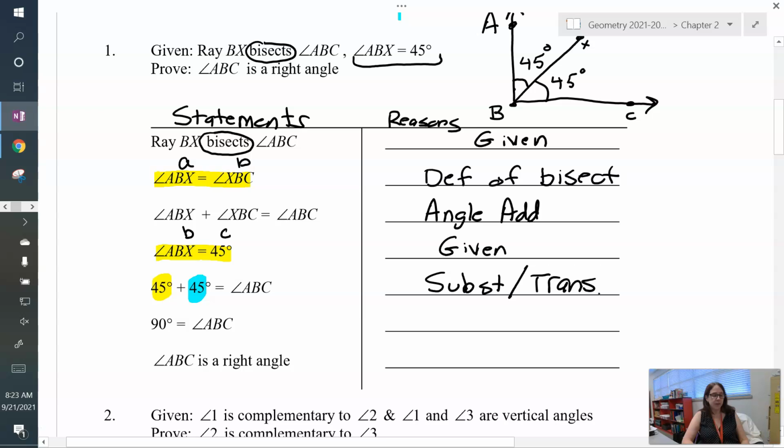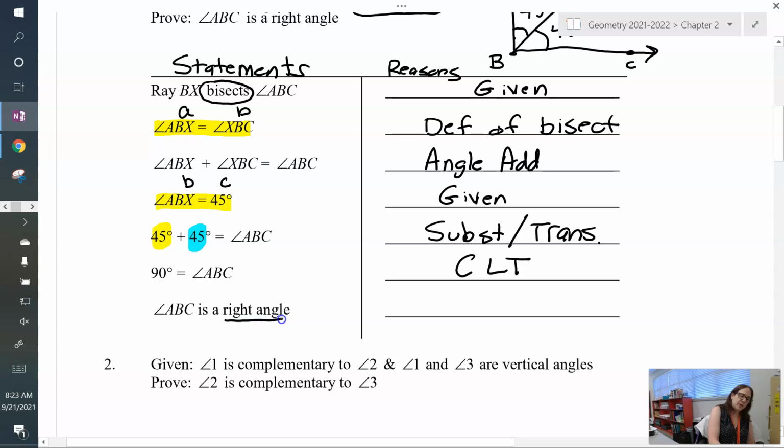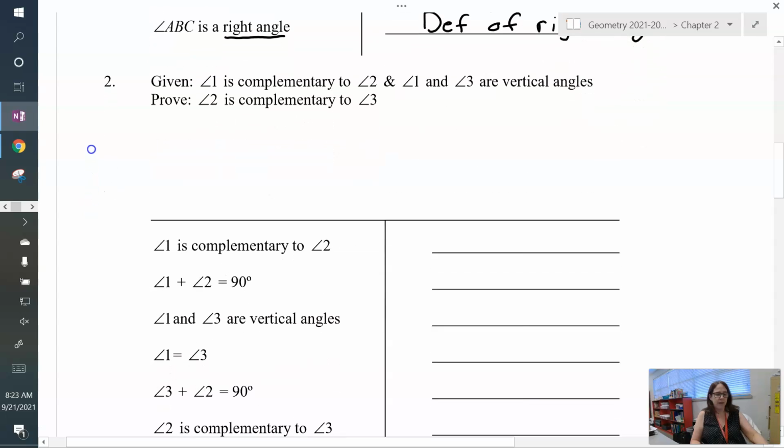Then we have 90 degrees equals angle ABC. So I did have 45 plus 45, now I have 90. That's combining like terms. And then lastly, we state angle ABC is a right angle. Here's a vocab word. Doesn't right angle mean the angle measures 90 degrees? Isn't that what we have written in our previous statement? So therefore, definition of right angle. And this one's done.